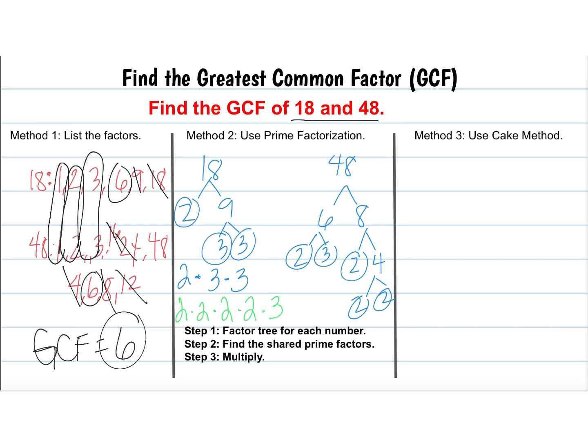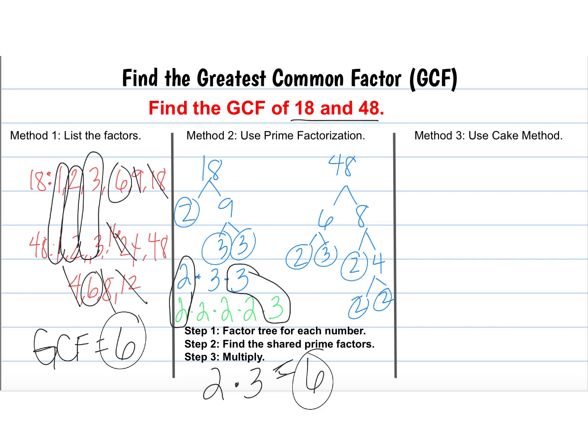So I look and I see they each have a 2 and they each have a 3. They don't have anything else in common. So I take 2 times 3, just one of each of them, 2 times 3, and I get 6. So my GCF is 6.